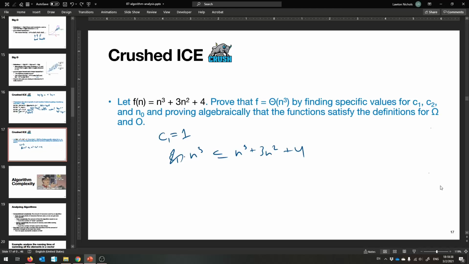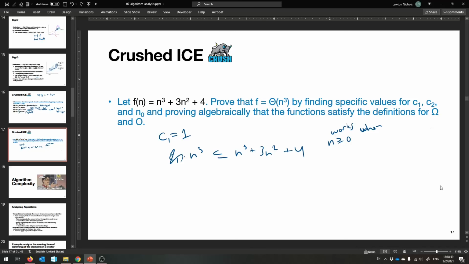So this is always true. n cubed is always smaller than itself, plus these two other positive things, right? That's the idea. It's always going to be true. And so it works even when n is greater than or equal to 0. Okay, so that works when that's true. So 0 is a potential n naught, and C1 is 1. Cool. Let's find C2 now. Let's find the upper bound.